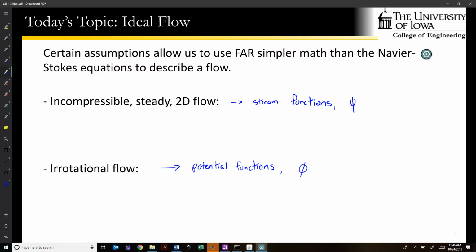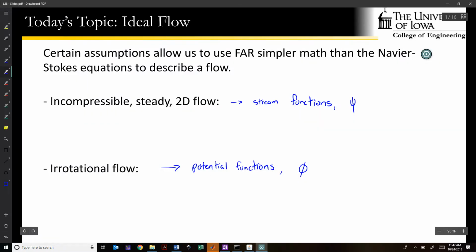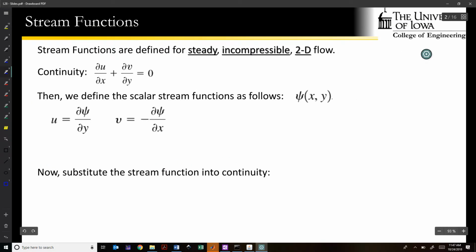So we're going to start off with stream functions. The idea with a stream function is that it's defined for these flows in which we can make these three assumptions. That the flow is steady state, that it is incompressible, and that it is in two dimensions only.